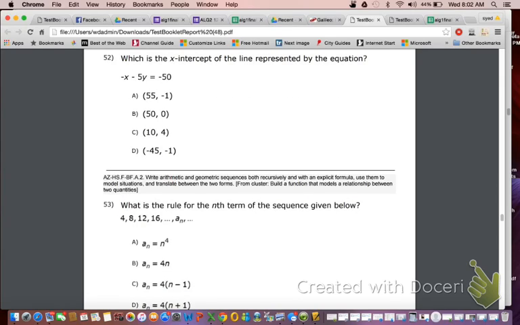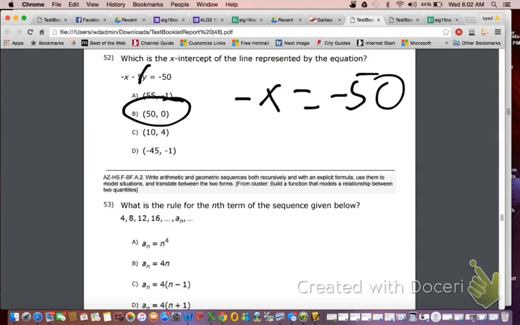X-intercept occurs, so we want the opposite to be 0. Set y to 0. So y is 0. So negative x equals negative 50, so it has to be 50. Okay? This one right here, so this is the first term, this is the second, third, fourth. You're literally multiplying by 4, so it has to be B.